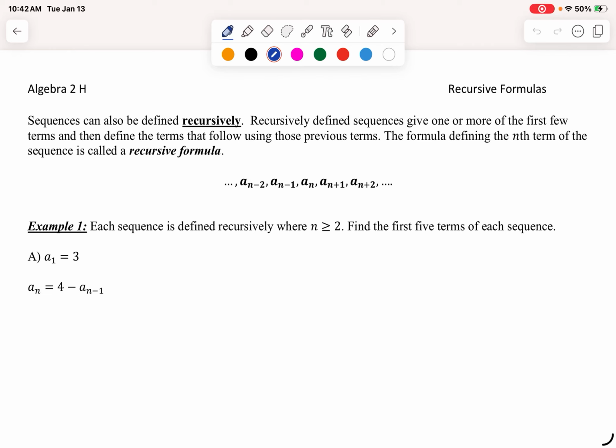All right, so on to our next lesson in sequences and series, and this is recursive formulas. So first off, what is a recursive formula? Sequences can be defined recursively. Recursively defined sequences give one or more of the first few terms, and then define the terms that follow using those previous terms. The formula defining the nth term of the sequence is called the recursive formula.